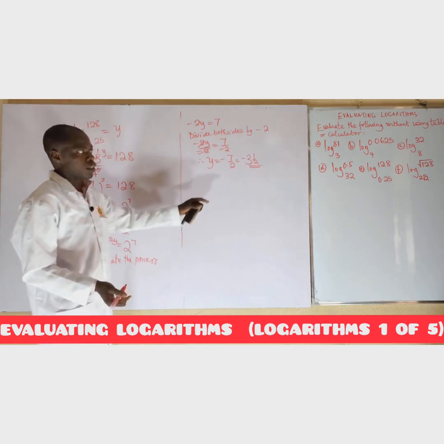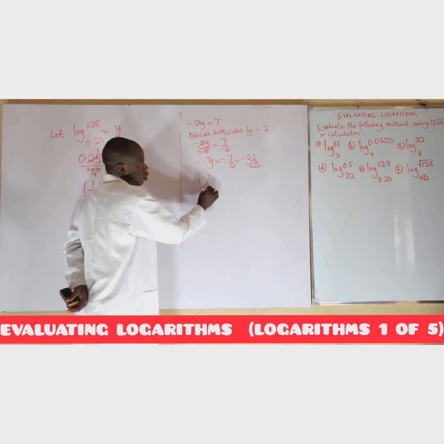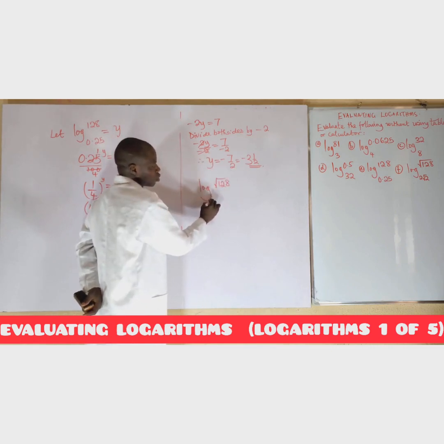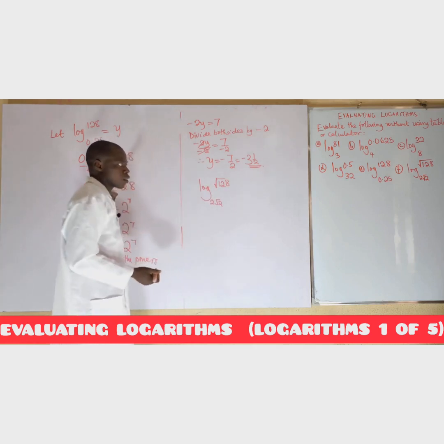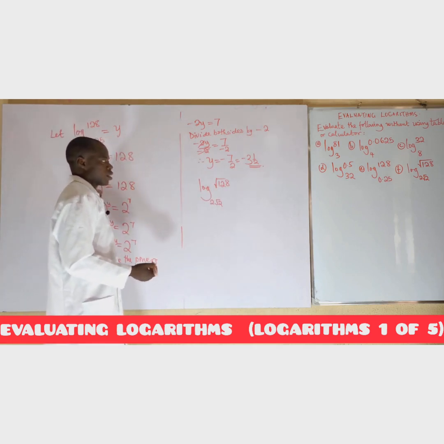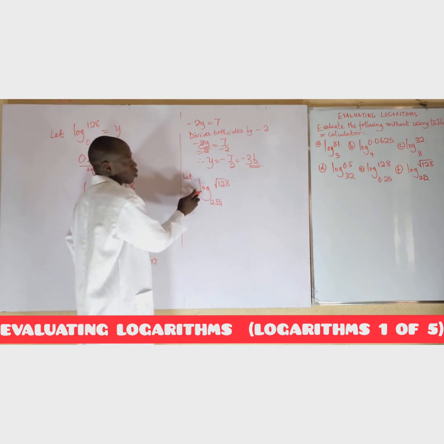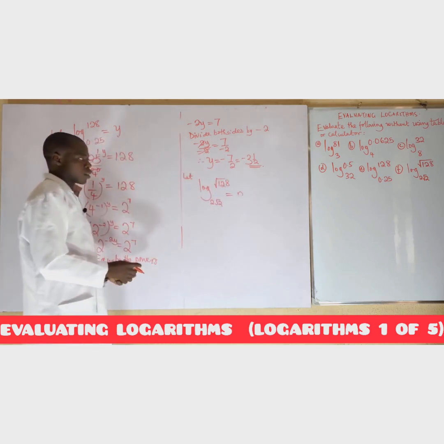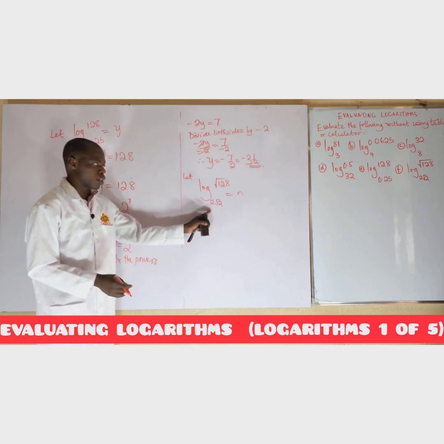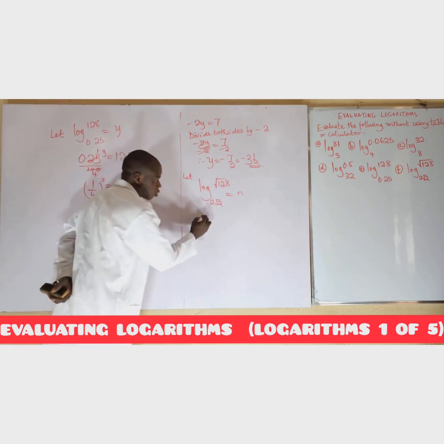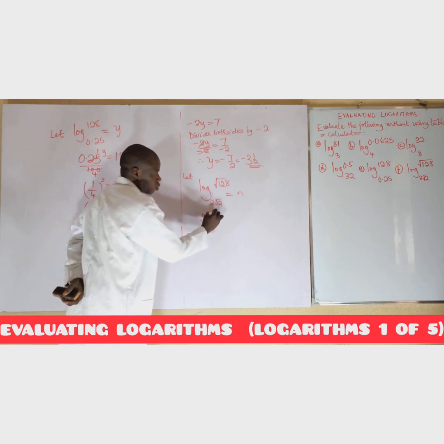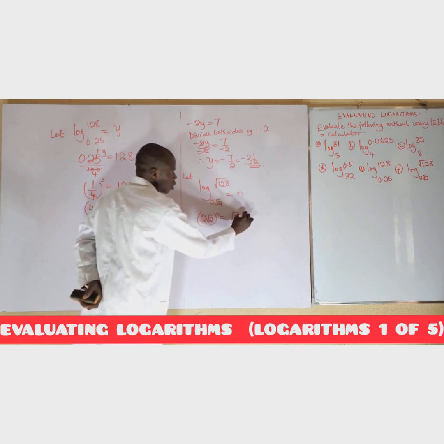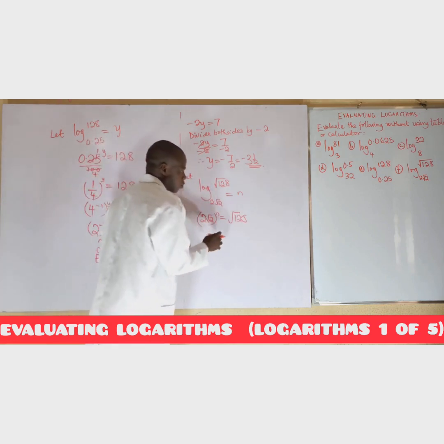Then the last but not the least, you're having log root 128 base 2 root 2. Now you are still going to do the same thing. In this case, you can say let log root 128 base 2 root 2 be equal to n. And if it's equal to n, how are you going to solve that? Remember, this is your base. That means you are going to have here 2 root 2 raised to power n equals root 128.